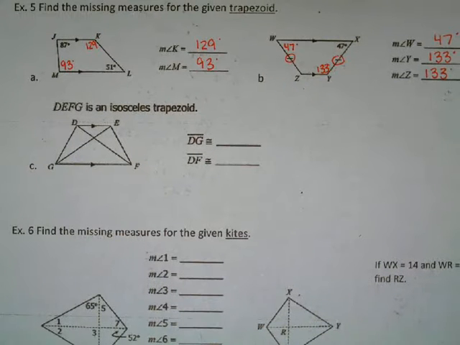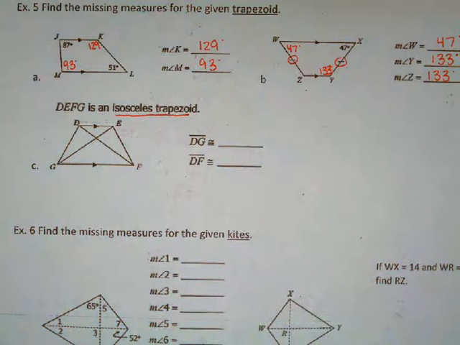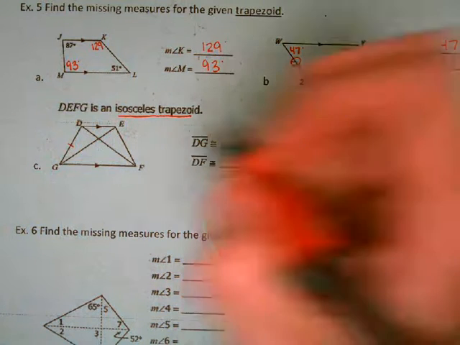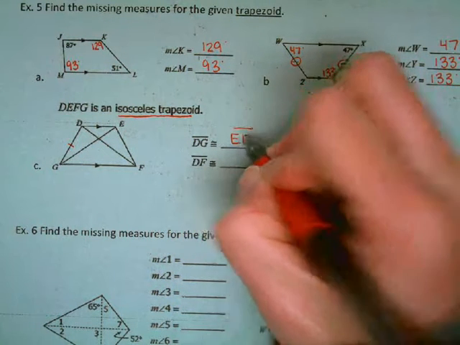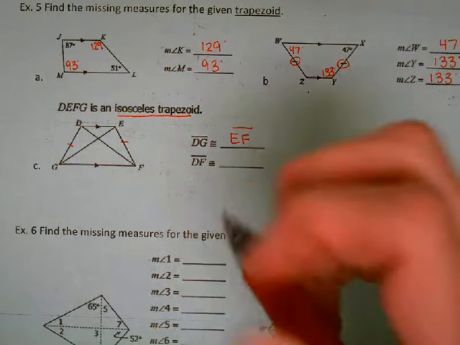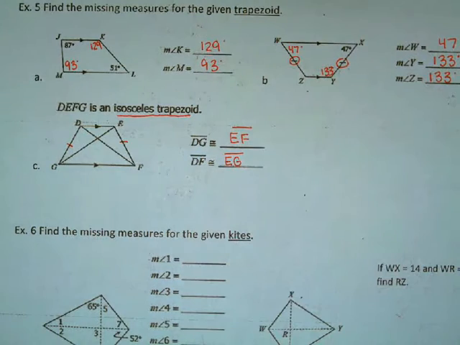Another one, on this one, it says DEFG is an isosceles trapezoid. The key with an isosceles trapezoid is that diagonals are congruent and legs are congruent. In this case, they want to know which side DG would be congruent to. In this picture, DG would be congruent to EF, to make it isosceles. DF is a diagonal, and diagonals are congruent, so DF is congruent to EG, the other diagonal. So that's just a property of side lengths and diagonals with isosceles trapezoids.